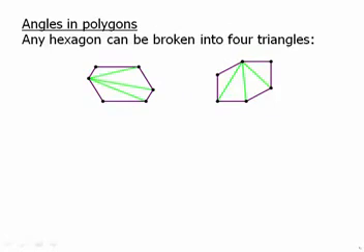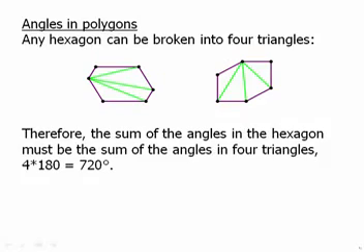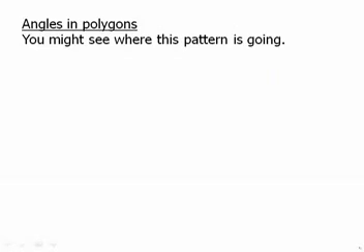Any hexagon can be broken into 4 triangles. So from any vertex, we can draw 3 different diagonals, divide the shape into 4 different triangles. The sum of the angles in the hexagon must be the sum of the angles of those 4 triangles. 4 times 180 is 720. That's a good number to know also. You might see where this pattern is going.